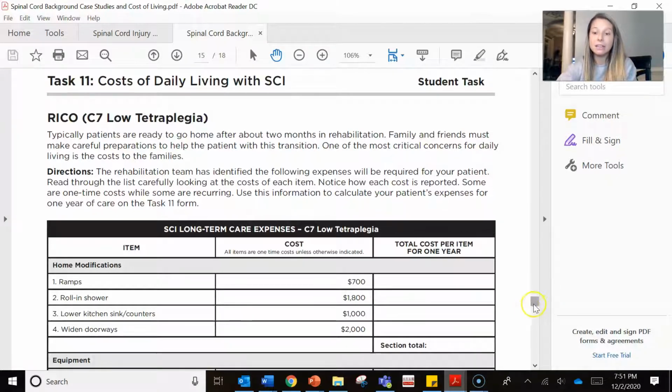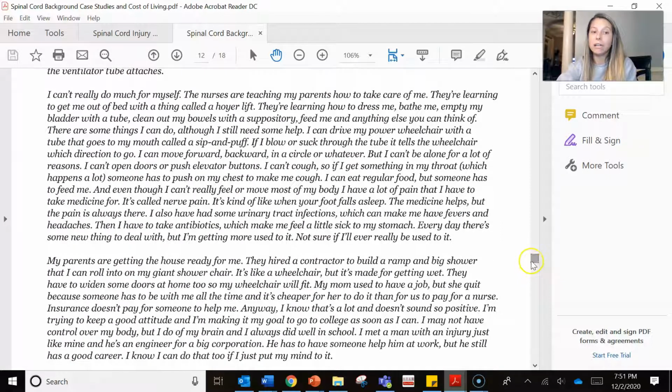And then don't forget, there are some follow-up letters for your case studies if you want to see how they are doing now or how they were doing after the injury. So don't forget to read those, even though you don't really have to answer any questions about it. But again, these are based on true stories, all of whom were treated at the Shepherd Center right here in Atlanta.